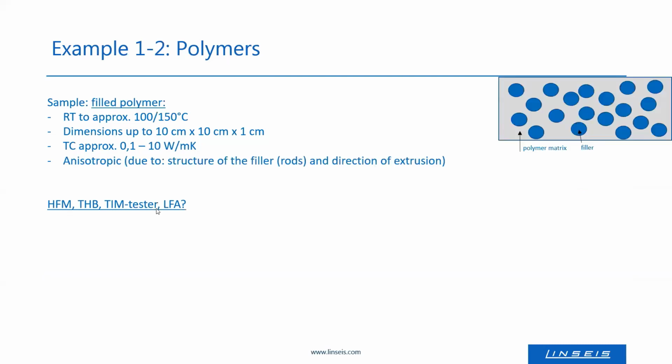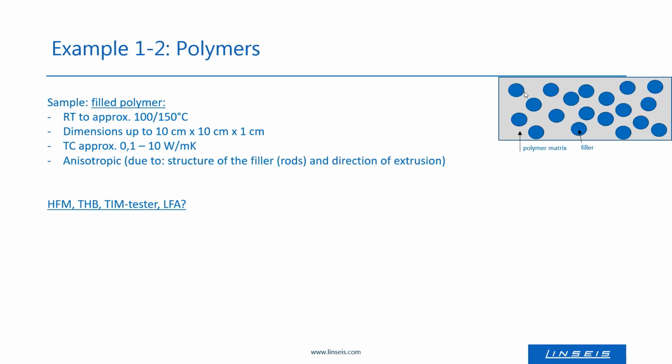Let's make things a little bit more complicated and go to a filled polymer. Filled polymer means you have a polymer matrix, and there are some grains included. This is often done to increase the thermal conductivity of the polymer for a specific application. The application temperature would be the same, sample size the same, but the thermal conductivity will be much higher than for a non-filled polymer. It will be perhaps up to, let's say, 10 watt per meter Kelvin. And the material may be anisotropic.